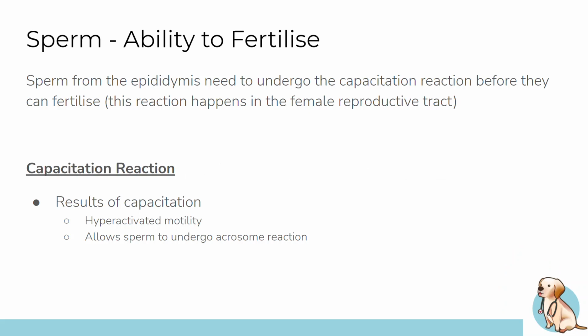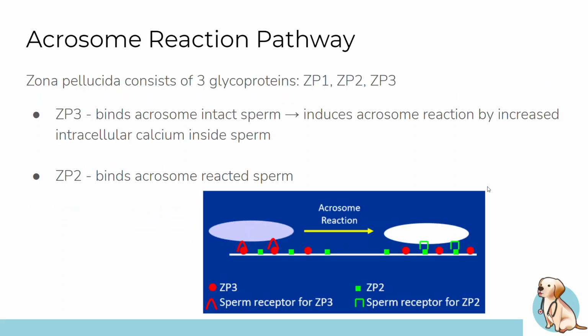Sperm from the epididymis are unable to fertilize until they undergo the capacitation reaction, and this occurs in the female reproductive tract. The reaction is needed so that the sperm can penetrate the zona pellucida, which is the covering that surrounds the egg. Capacitation results in two things: hyperactivated motility and the acrosome reaction. We'll go through the acrosome reaction pathway now.